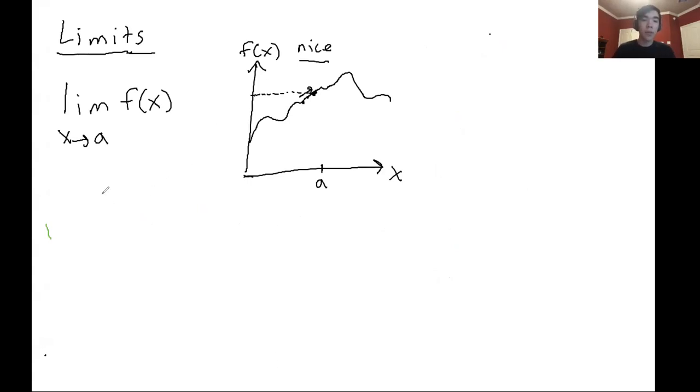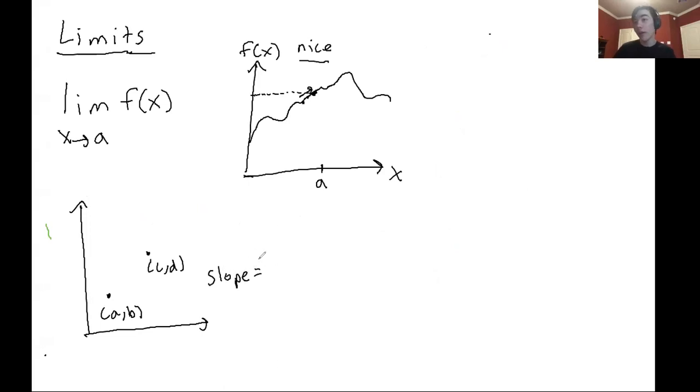The next step will be instantaneous slope, or first of all, slope. In case you haven't ever calculated slope before, if you have 2 points, one is (A, B) and the other is (C, D), the slope between them is rise over run, which is (D minus B) over (C minus A). This is the change in y over the change in x.